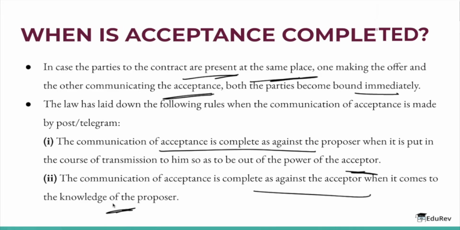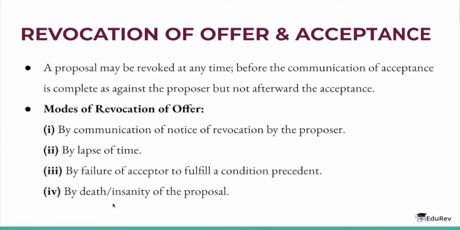For example, B accepts A's proposal by a letter sent by post. Now, the communication of the acceptance is complete as against A when the letter is posted, and as against B when the letter is actually received by A. But what is revocation of the offer and acceptance? A proposal may be revoked at any time before the communication of acceptance is completed as against the proposer, but not afterwards.